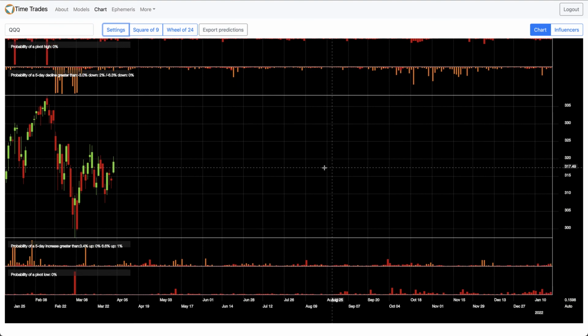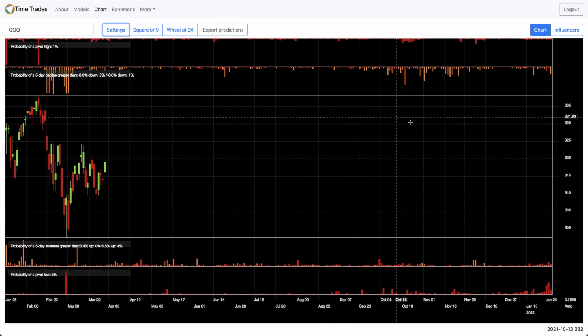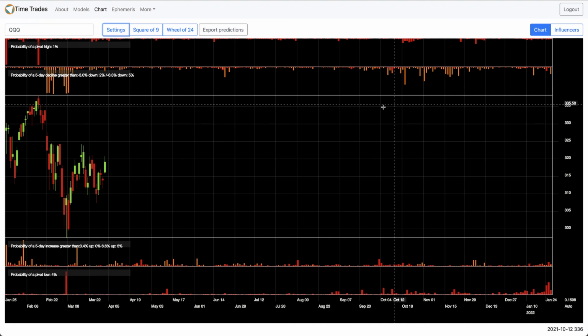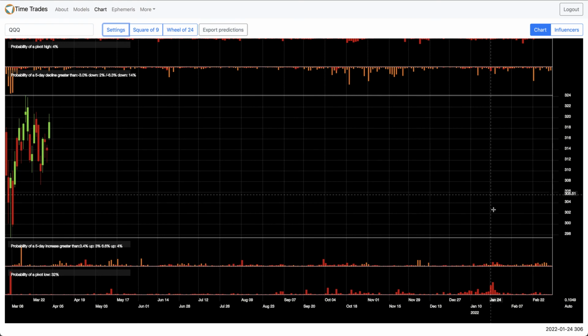So for example, with QQQ, I can grab the chart and scroll to the right by pressing and holding the mouse button, and I can see that there's a little bit more downward energy happening or forecast to happen in the October-November timeframe, along with a 15% probability of a pivot high on October 18th. And as we scroll further into the future, we can see there's a 43% probability of a pivot low in January.